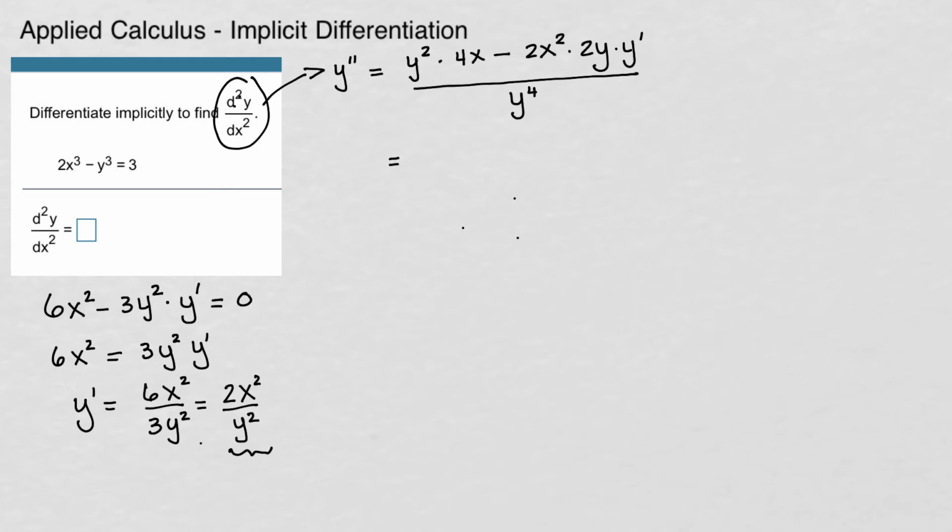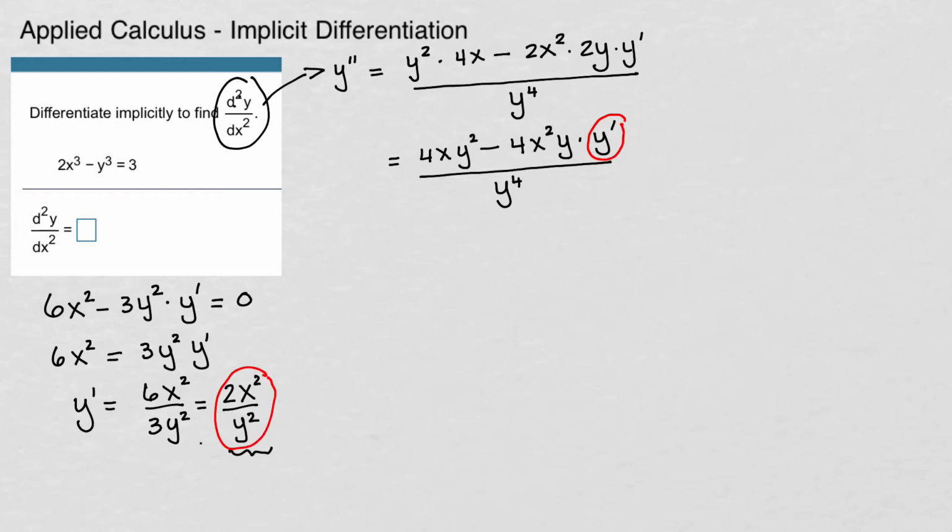So now I can simplify this, and I have 4xy squared minus 4x squared y times y prime, and that's all over y to the fourth. Now I want to replace y prime with this expression. So I have 4xy squared minus 4x squared y times 2x squared over y squared. And that's still all over y to the fourth. So a little more simplifying to do.